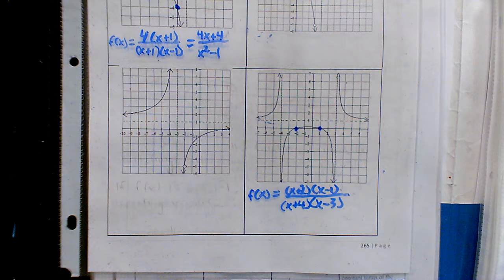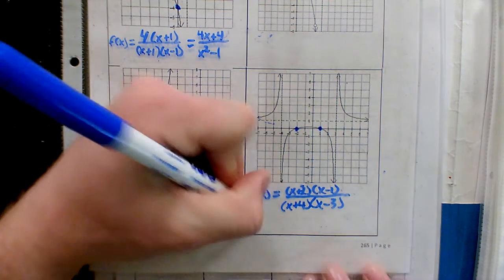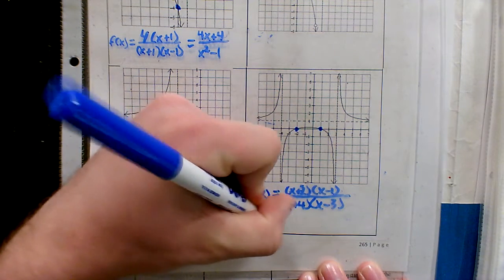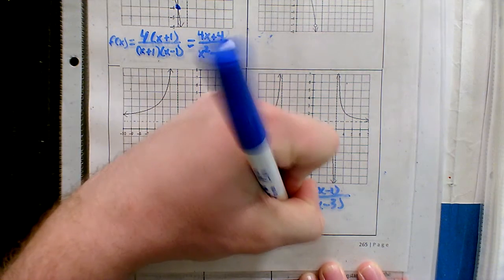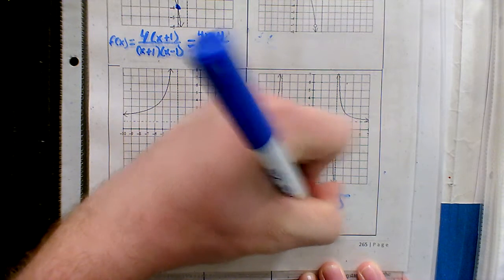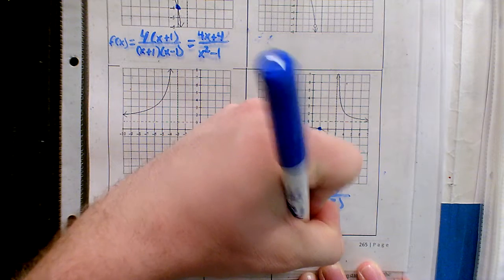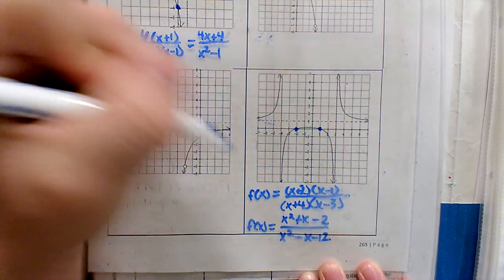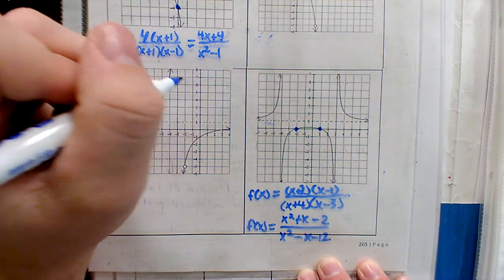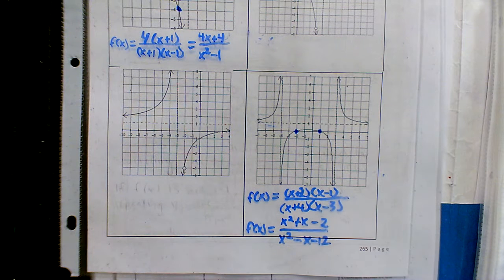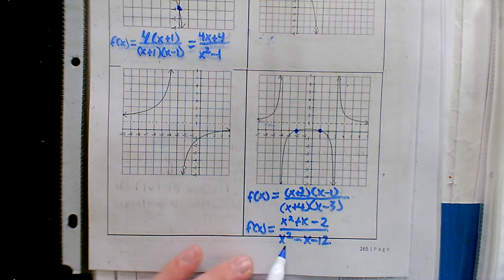Are we ready to multiply out? I think we're ready to multiply. Let's go ahead and we'll check everything else. I got x squared plus x minus 2 over x squared minus x minus 12. So let's check everything out. The powers are equally heavy. What does that tell us again?